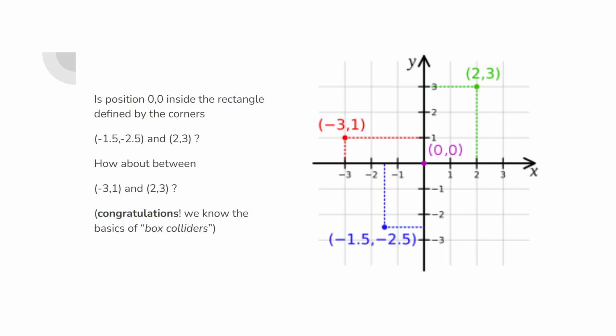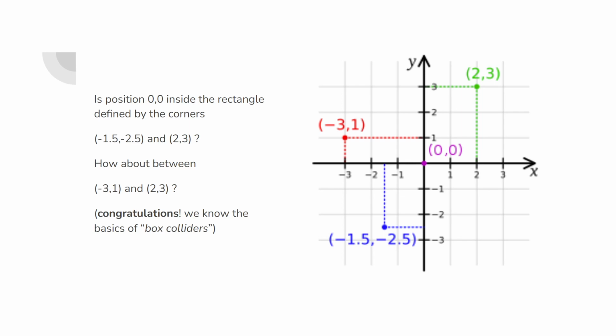How about in between -3, 1 and 2, 3? Is it in there? No, because this corner then becomes a lower corner, and 0 is below that one. So congratulations, now we know the basics of a hitbox or a box collider. This is not the simplest, but one of the simplest sorts of collision boxes or colliders.